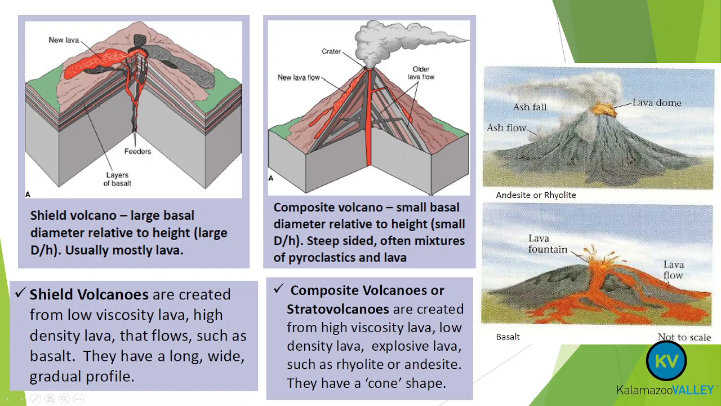Here's one example of a shield volcano. You can see another one here where we've got these long, slow layers. You can see by these sort of movements through it that it's a bit slow. Everything's just spilling out over the top. There's no violence in this eruption. So there we have this long and wide gradual profile.